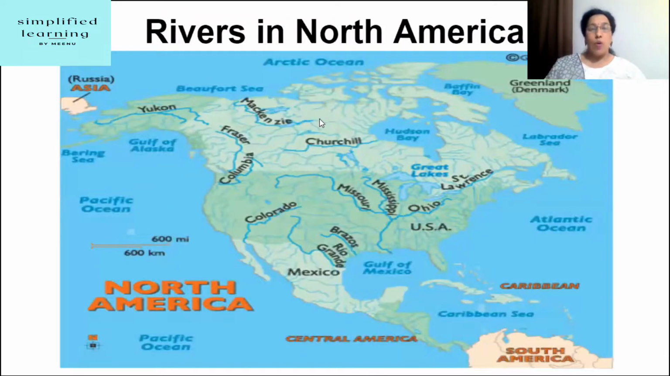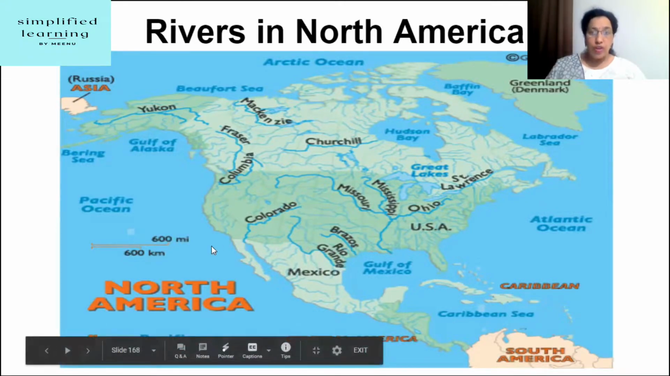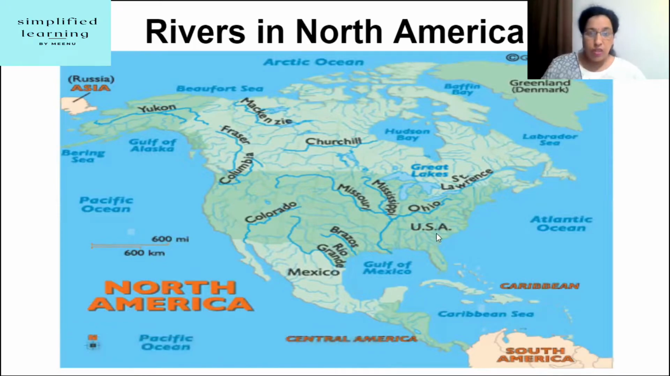Clear? Now, let's talk about rivers in North America in detail. You can easily identify some of the rivers here: Yukon, Mackenzie, Fraser, Columbia, Churchill, Mississippi, Missouri, Ohio. Ohio and Missouri form the tributaries of Mississippi and together they flow into Gulf of Mexico. So this is Rio Grande. Then you have Colorado River, then St. Lawrence River. So let's talk about each in detail.